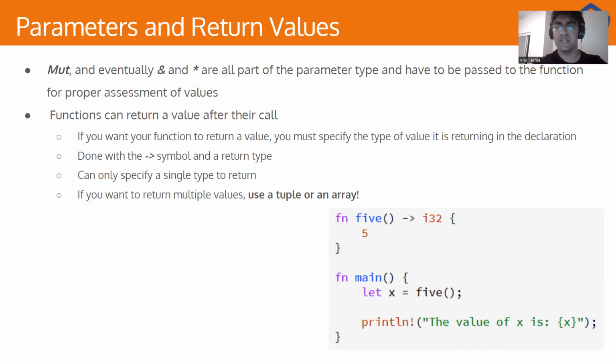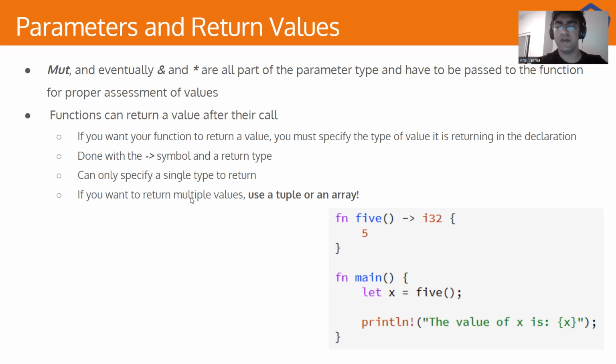Functions can also return data after their call. An example of this is on the bottom right, where we have function 5 returning the value of 5. The way you return a value is with the arrow, which is just the dash and the greater than symbol. Afterwards, you have to specify a return type. You can only specify a single return type, and you must specify it. You cannot implicitly specify it.